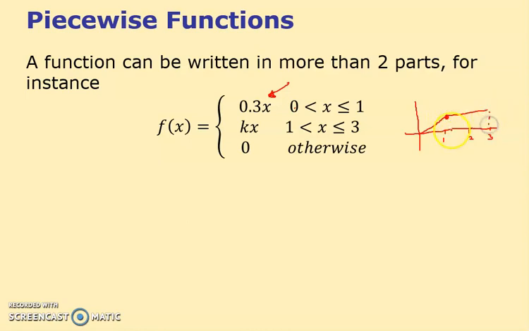And then eventually you get up to 3. Before that it's 0. After that it's 0. And this is my kx part, and this would be my 0.3x part. And I honestly don't know what it would be. You'd have to do integration.